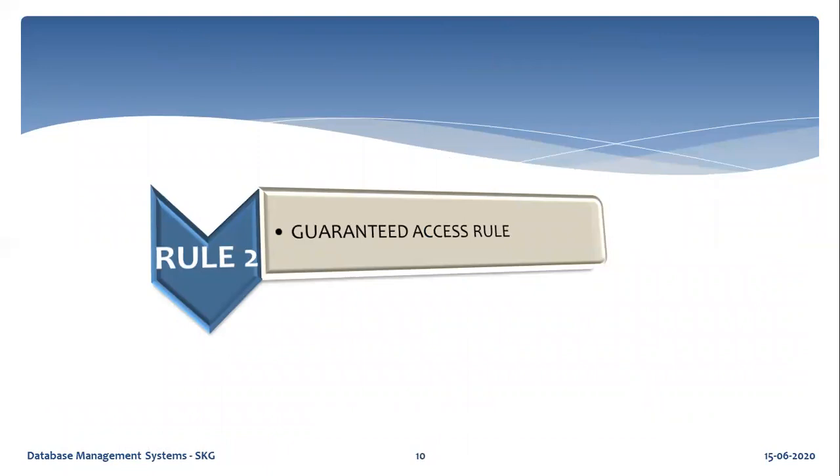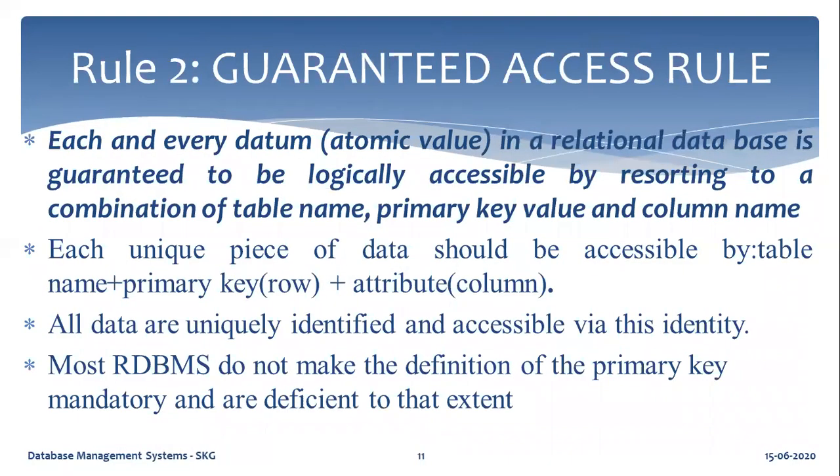Now, the next rule is the guaranteed access rule. Here, each and every data item in a relational database is guaranteed to be logically accessible by resorting to a combination of table name, primary key, and column name. So for each value, suppose I want to access a particular phone number from student, then what I should provide is a table name and primary key. Now what is the primary key? It is a unique value for that particular tuple or row through which we can access that particular tuple.